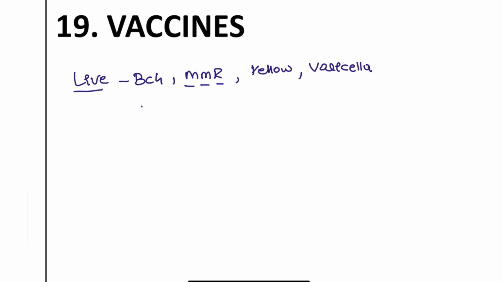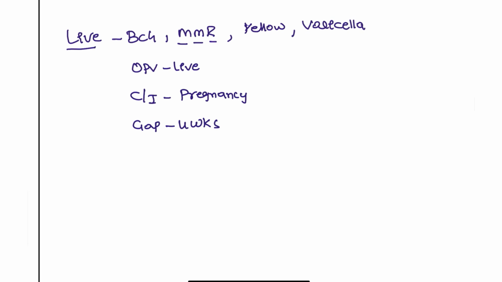Okay, and polio virus, OPV, is the live one. This is the live vaccine. These are some of the important types of live vaccines. Live vaccines are contraindicated in pregnancy, and the general gap between the live vaccines is 4 weeks.